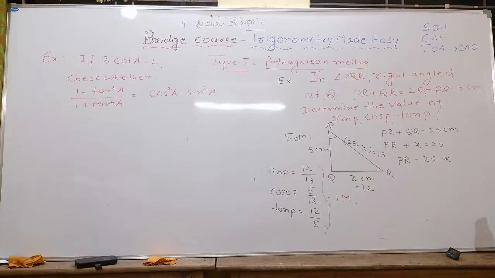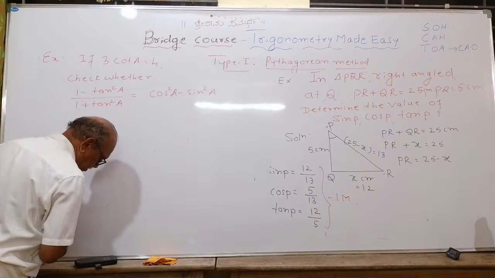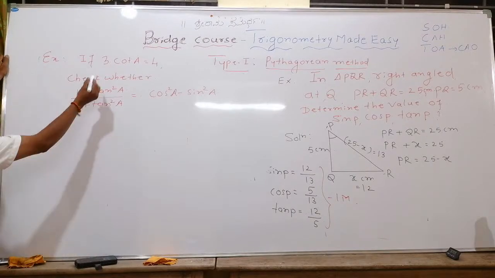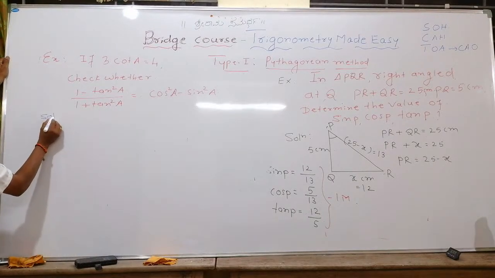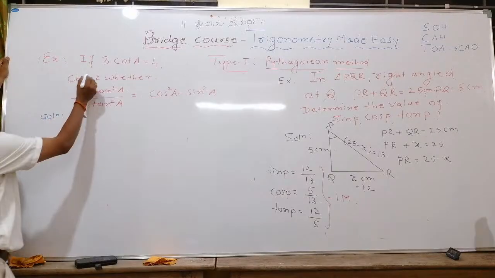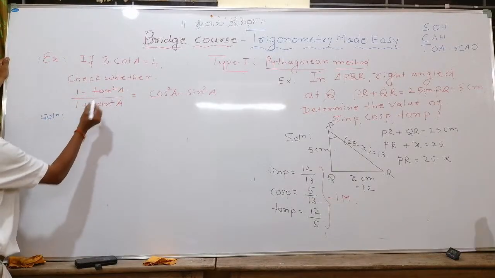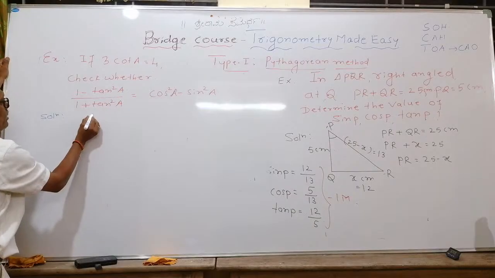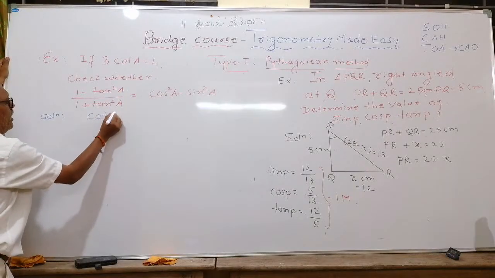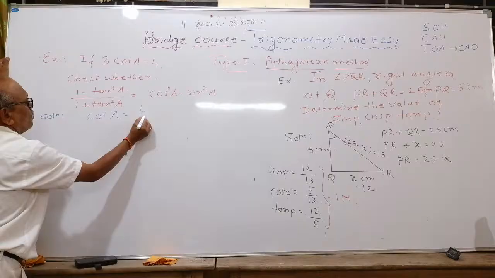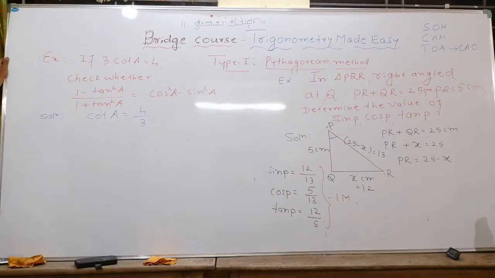Yes, verified, all of you. Try. You start the solution. Okay. 3 cot A is equal to 4. Take 3 to the right. You get what? Cot A is equal to 4 by 3.